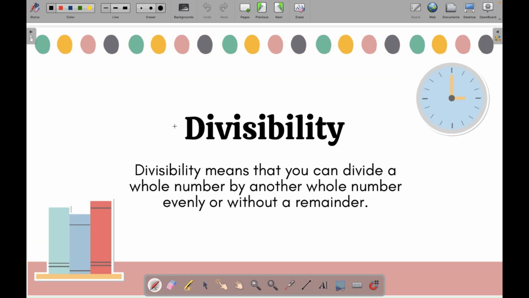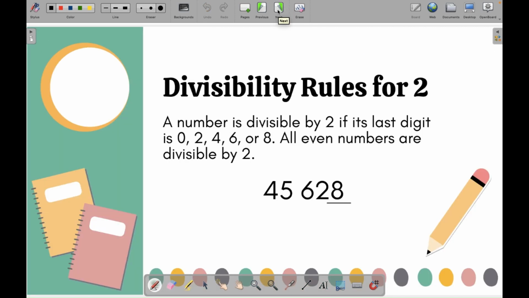First of all, what is divisibility? Divisibility means that we can divide a whole number by another number without having a remainder. So the remainder must be 0. If I say the divisibility of 4 by 2, it would mean that if I divide 4 by 2, I should get 0 as the remainder. And what are divisibility rules? Divisibility rules are a set of rules that help us understand whether a number is divisible or not without actually dividing that number.